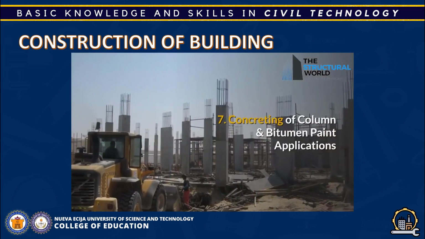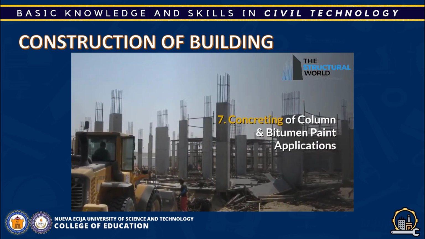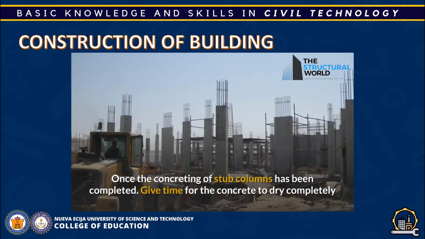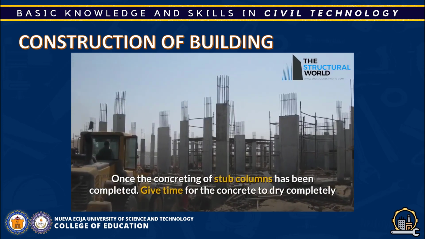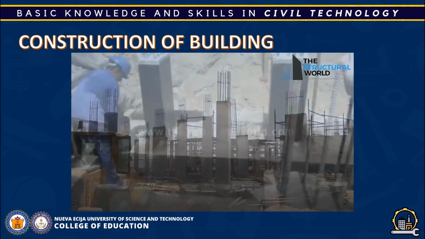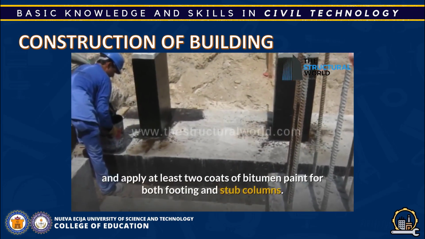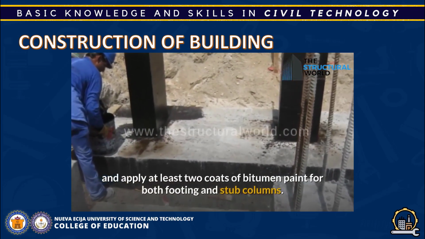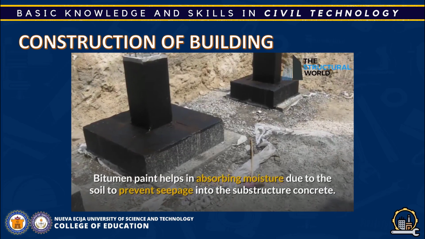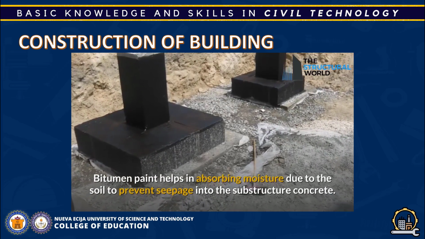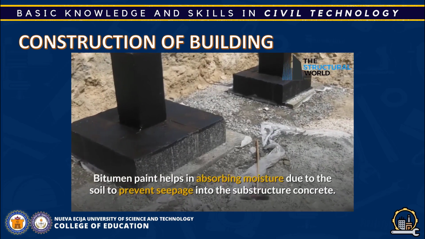7. Concreting of column and bitumen paint applications. Once the concreting of stub columns has been completed, give time for the concrete to dry completely and apply at least 2 coats of bitumen paint for both footing and stub columns. Bitumen paint helps in absorbing moisture due to the soil to prevent seepage into the substructure concrete.